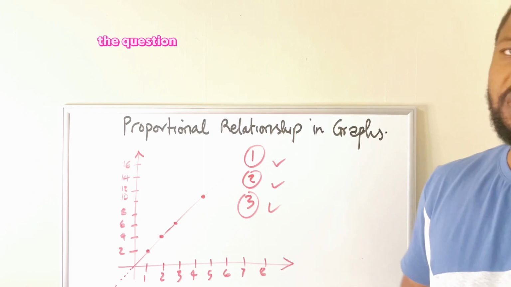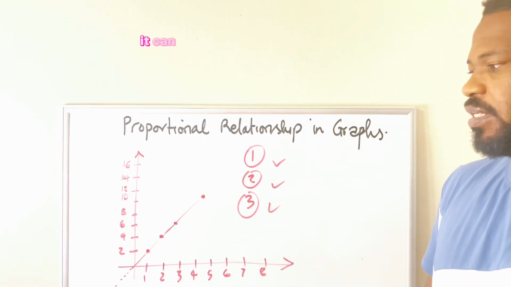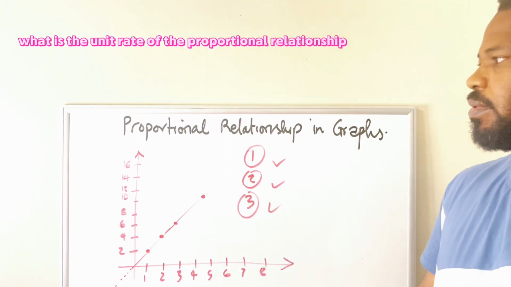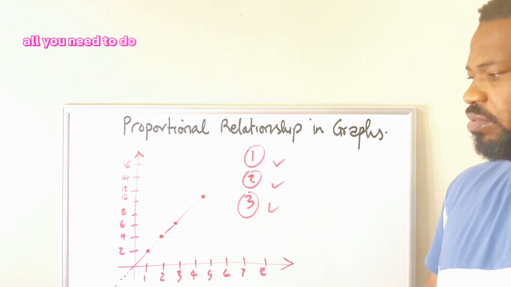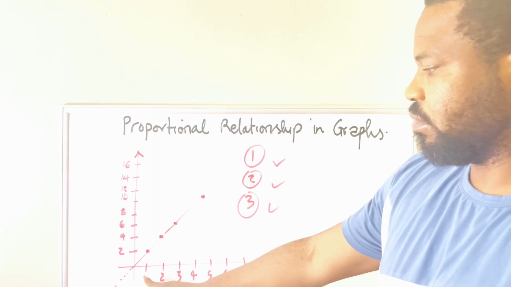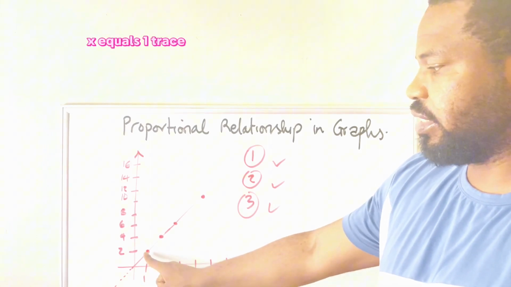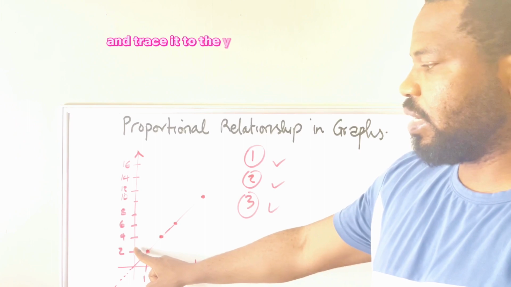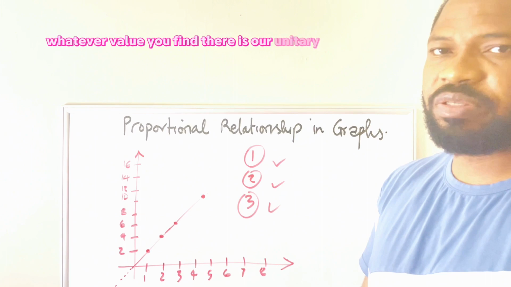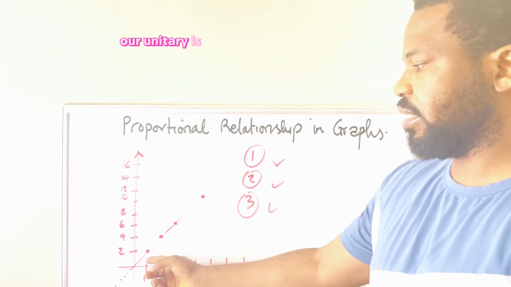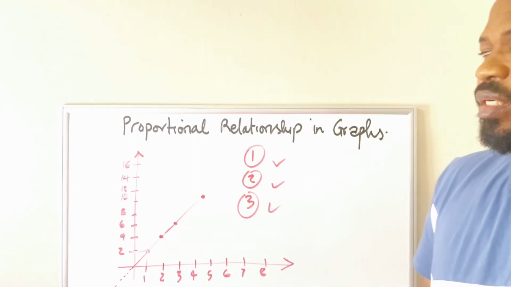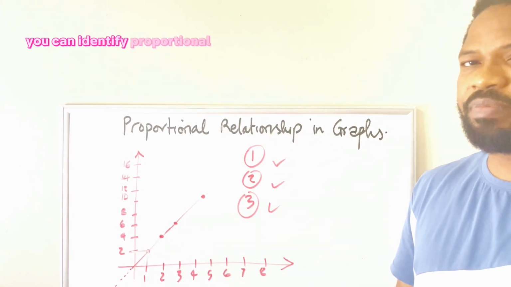A question can arise here. It can ask you, what is the unit rate of the proportional relationship in this graph? All you need to do is simply look at where you have x equals 1, trace it to the graph, and trace it to the y-axis. Whatever value you find there is our unit rate. And in this case, our unit rate is simply 2. That is how you can identify proportional relationships in graphs.